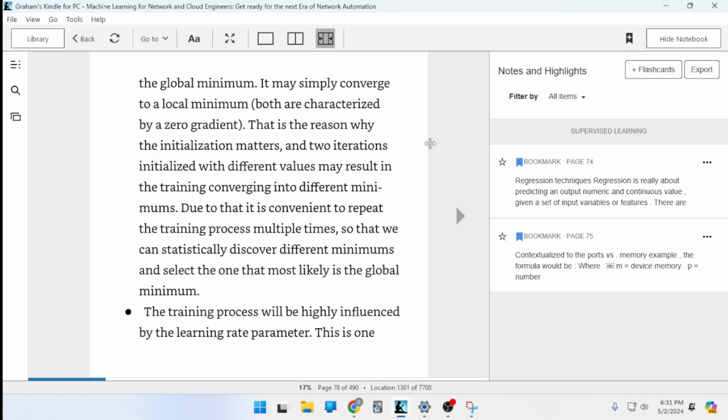Both are characterized by a zero gradient. That is why the initialization matters. Two iterations initialized with different values may result in the training converging into different minimums. Due to that, it is convenient to repeat the training process multiple times so that we can statistically discover different minimums and select the one that most likely is the global minimum.